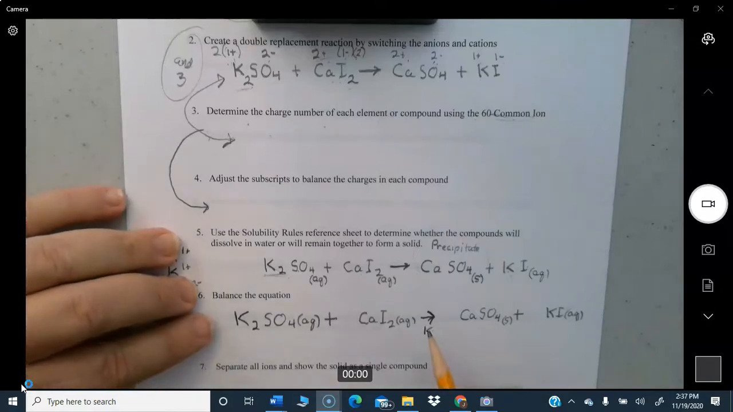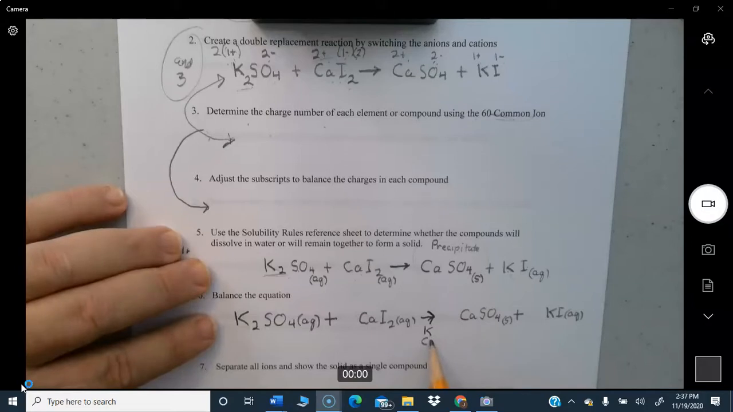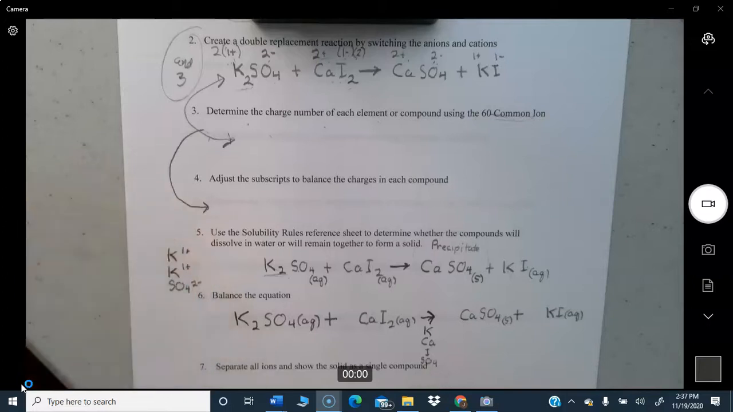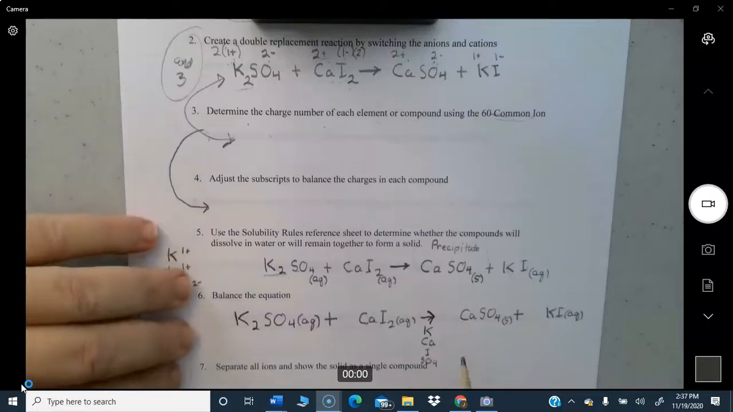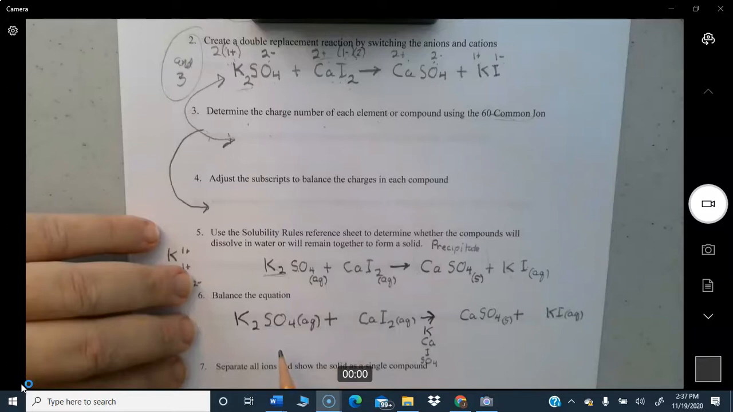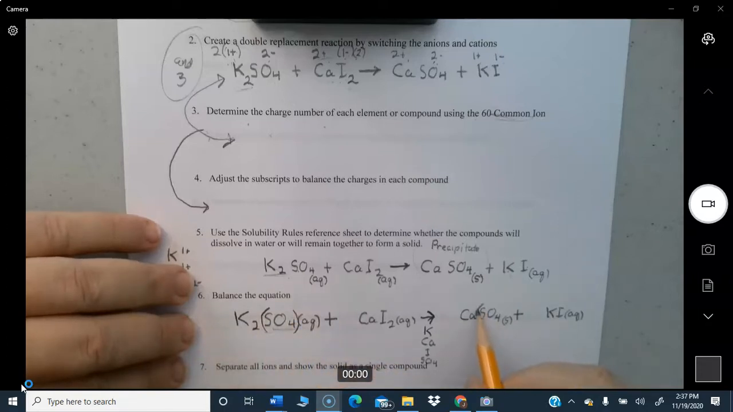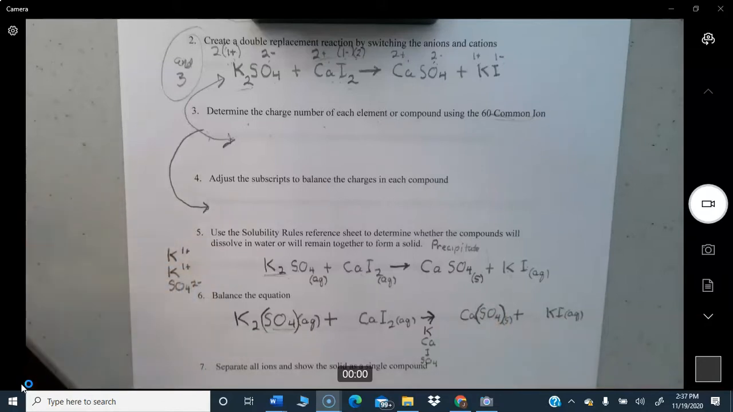So I have K, I have Ca, I have I, and I have SO4. SO4, remember, with these polyatomic ions, these covalently bonded ions, do not come apart in water. You can treat this like a pure element. In fact, if you want to emphasize that, you can put that in parentheses. And you can put that one in parentheses too. So this is going to stay together throughout the entire problem. It's not going to dissolve. It's not going to break apart or rearrange.